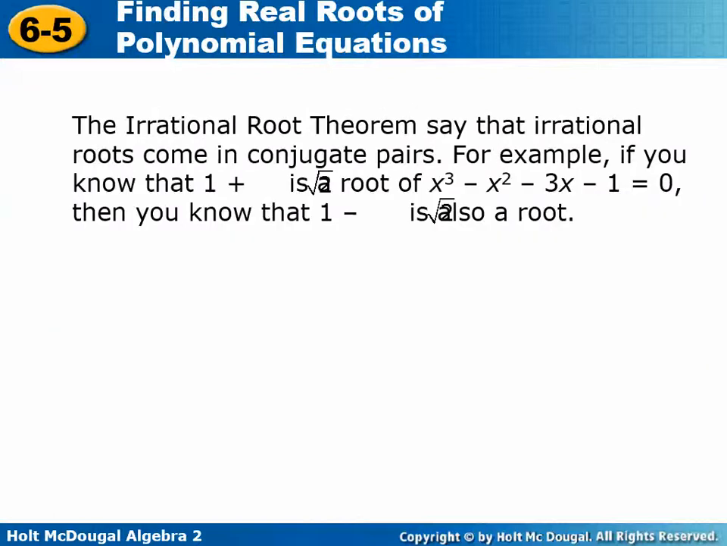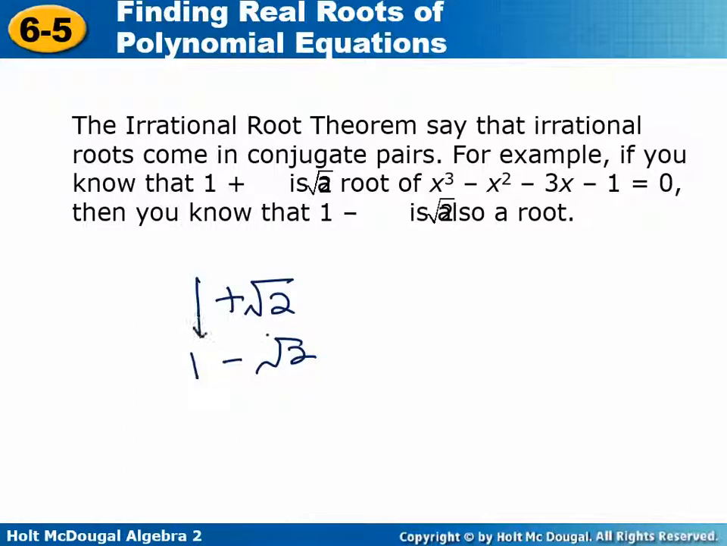So that looks crazy, but here's what it really says. It says that if you know that you have a root like 1 plus the square root of 2, you'll also know that 1 minus the square root of 2 is a root. That's really all it's saying, is that they come in pairs. They're called conjugates. If you have one that's a plus, the other one will be a minus.